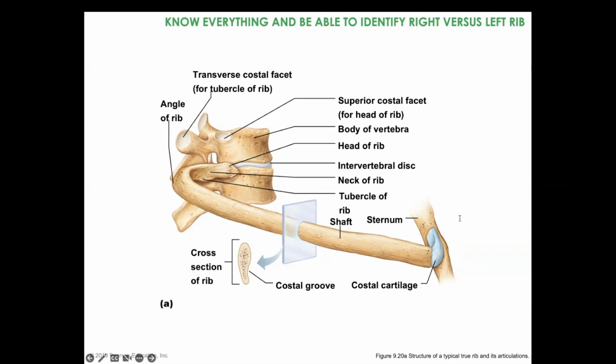So in this figure, you can see how the head and neck of the rib articulate with the vertebrae posteriorly, and then wrap and curve around to the sternum anteriorly. And then the angle of the rib is where the rib curves, and everything else in between is going to be known as the rib shaft.